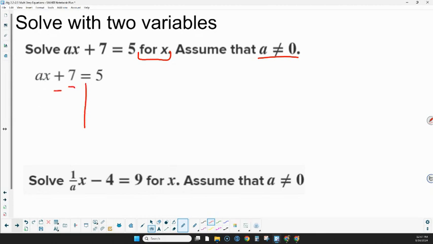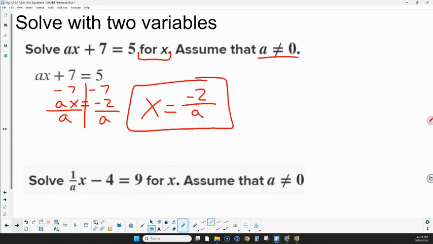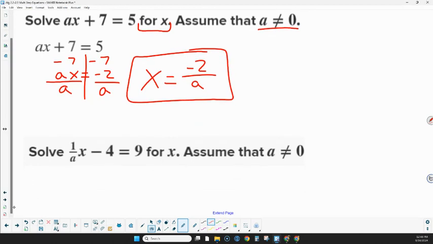Okay, so here we would subtract 7 on both sides. We get ax equals 5 minus 7, that's -2. And then we just need to divide by a. We have to get x by itself. So here we just leave it as x equals -2 divided by a. Okay, and whenever they tell us what a is, then we can find out what x is rather quickly. So just one more example here.